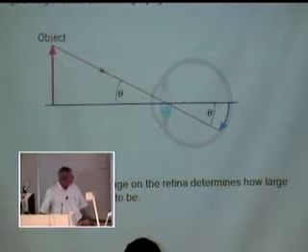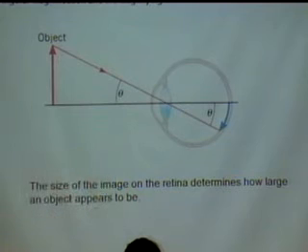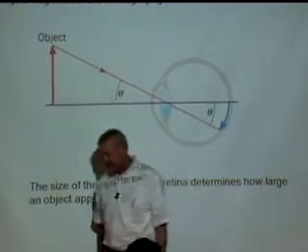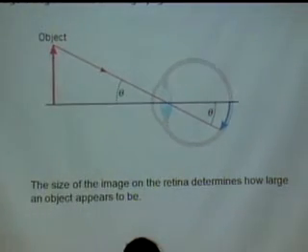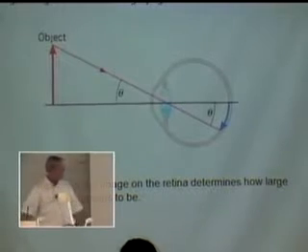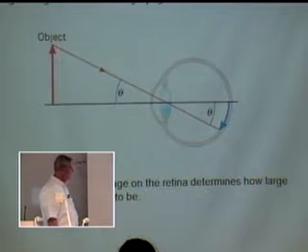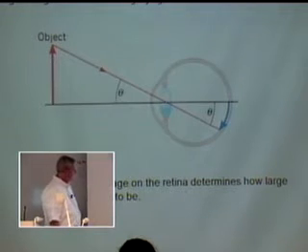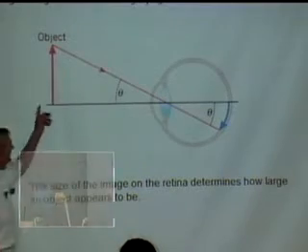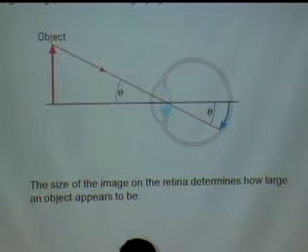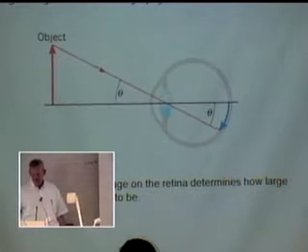Okay, now, let's talk a little bit about angular magnification and the magnifying glass. This is one of those things where you take science so that you can be a better parent. So when your kids ask you, how does this magnifying glass work, you can tell them. The size of the image on the retina tells you how big it is, so you've got that angle. Now, here's what we do with that.